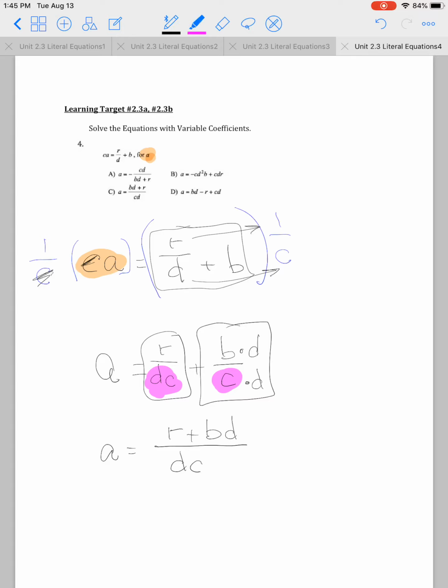Now when we go back up here and we look for the correct answer, bd plus r over dc is this. Now the order of some of those, dc, cd is the same thing, b times d, d times b is the same thing. So the correct answer is choice C.